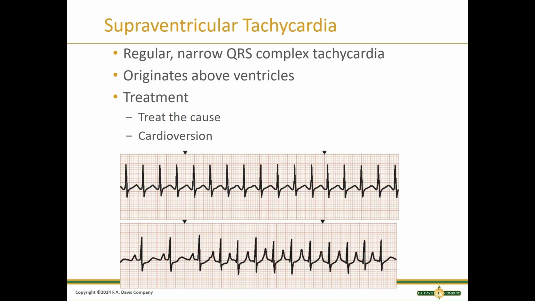If that doesn't work, we might try using adenosine, which is a medication that has a very short half-life, but we're going to get it in super fast and flush it fast. And we can go in with 3 doses of 6 milligrams, 12 milligrams, and 12 milligrams repeated. And if that doesn't work, we're going to do a synchronized cardioversion.